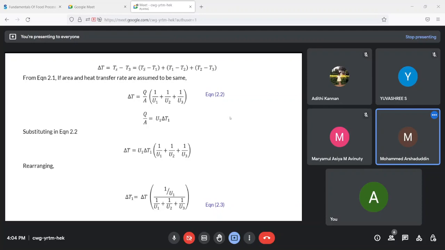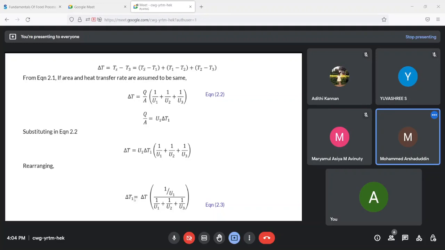Yes, basically, it means that if you know your inlet steam temperature and your final temperature, that is the temperature in the last effect, and you know the overall heat transfer coefficients, you can find out the delta T in each of the effects. So this is for delta T1.